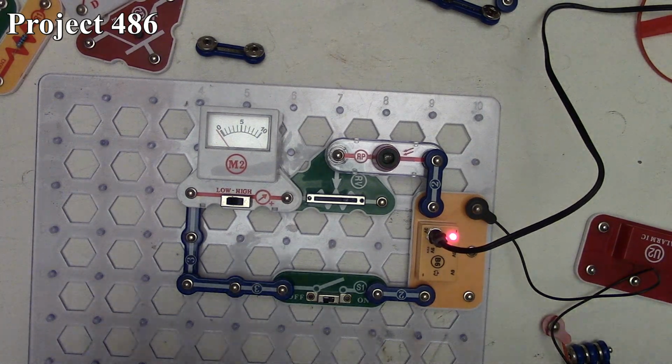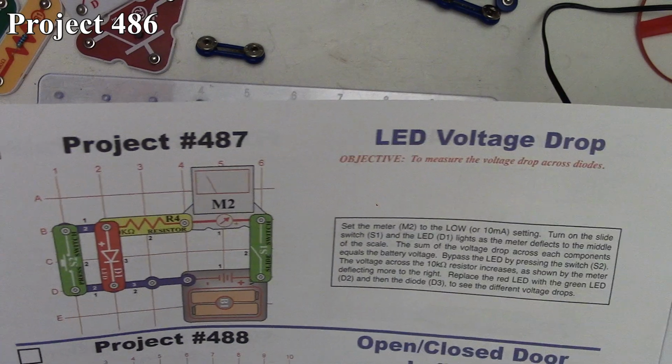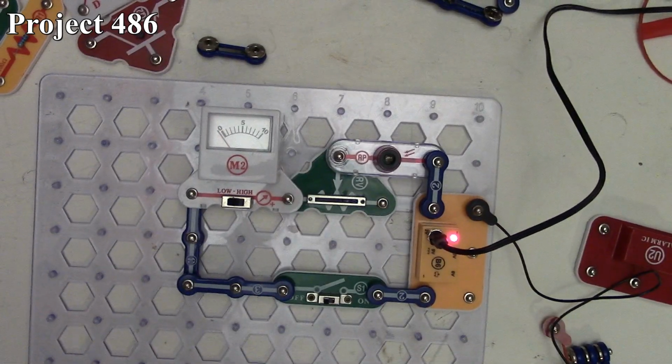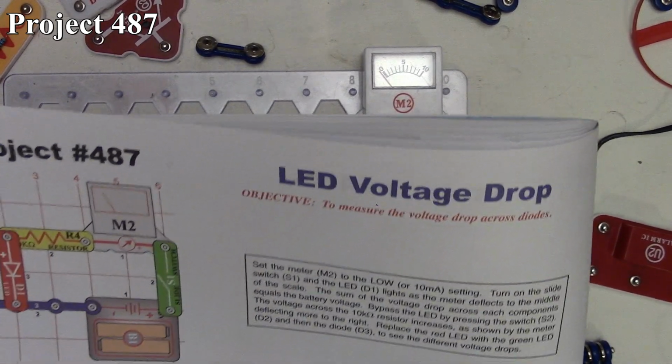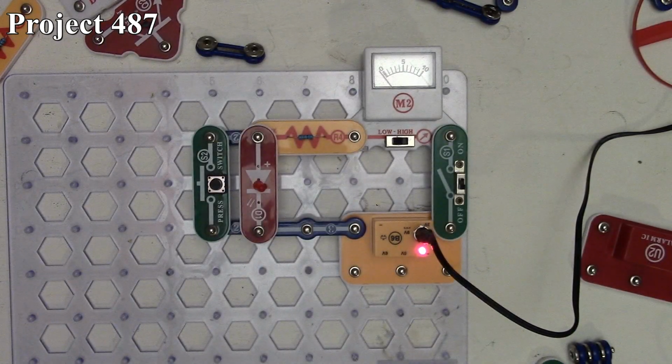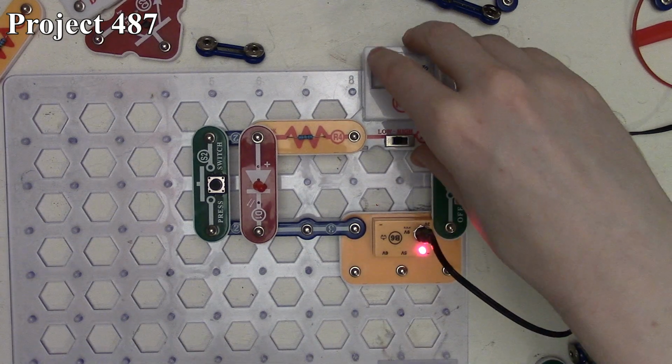So now we're going to look at project 487, which is LED voltage drop. So here we have project number 487, the LED voltage drop. There it is in the book, and here it is on the board. Again, another pretty simple circuit.